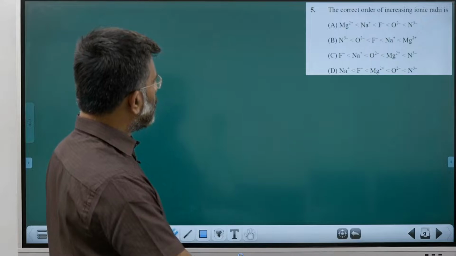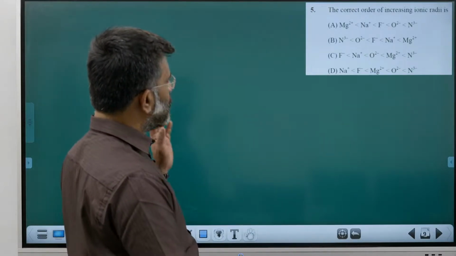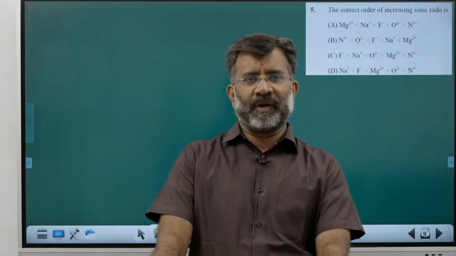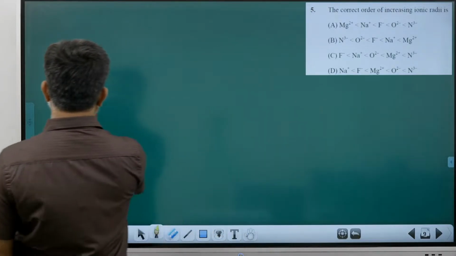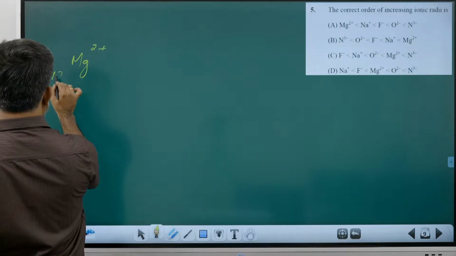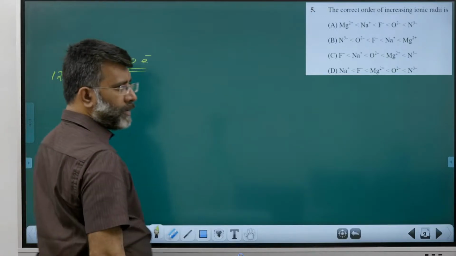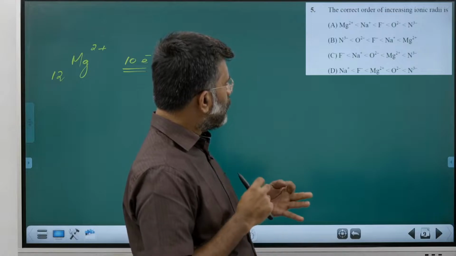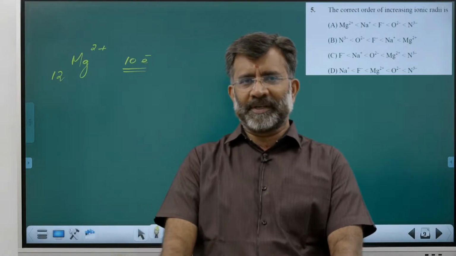Correct order of increasing ionic radii. I am sure you understand the given species are all isoelectronic species. If you take Mg2+, magnesium, atomic number 12, the number of electrons here is 10. So whether it is Mg2+ or Na+, F-, O2-, N3-, they are all isoelectronic species, isn't it?